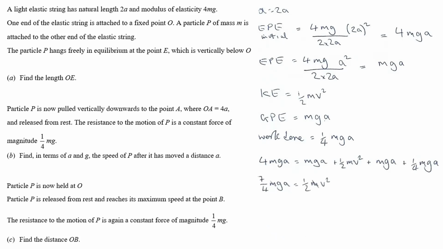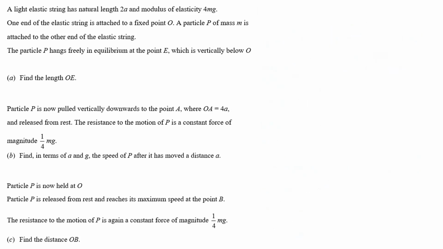Cancel the m's, simplified it, brought the mga parts over to the left, and it looks like I multiplied through by 4 and then square rooted the whole thing. The whole thing is square rooted, not just the 7. So the square root is supposed to be over the whole thing.